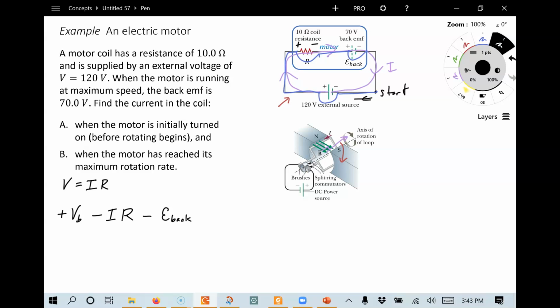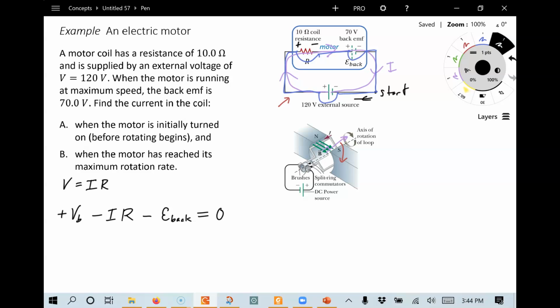And now we have gone across all the circuit elements. We're back to start. So these things add up to 0. And that's the basic equation for a motor. Part A asks us, when the motor is initially turned on before rotating, and part B, when the motor has reached its maximum rotation rate, find the current in the coil.